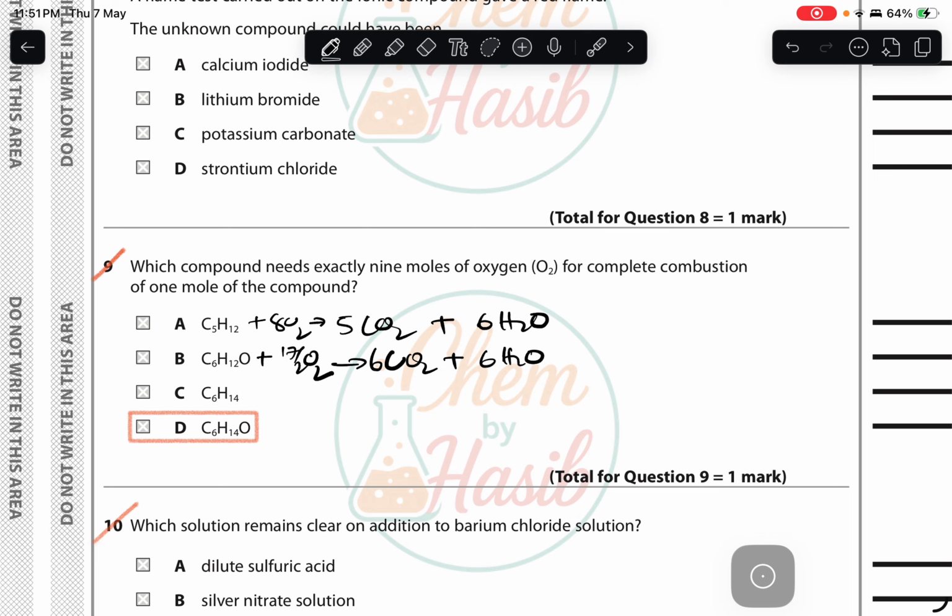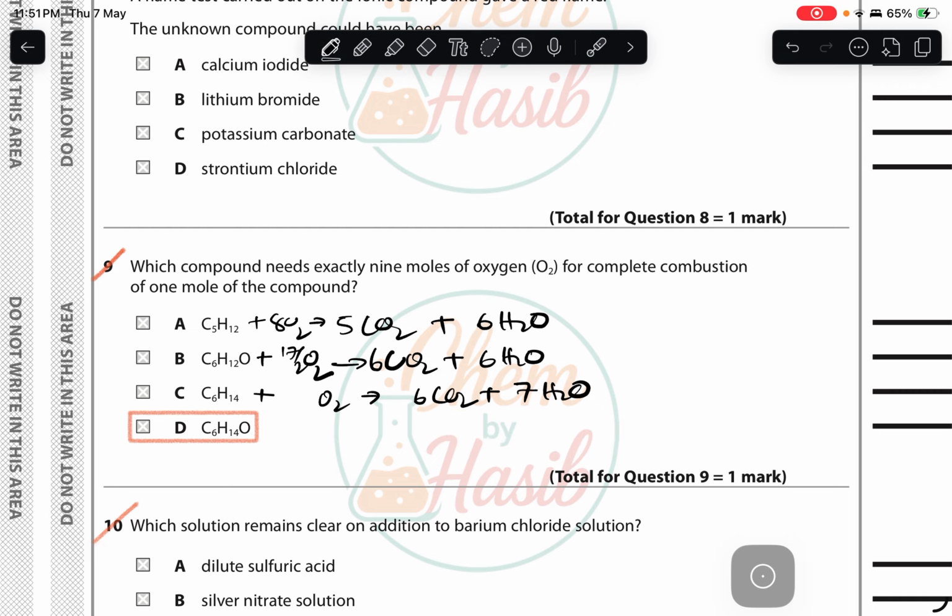Sorry, I wrote wrong. Now C6H14, if you react with oxygen, it will produce 6 moles of carbon dioxide and 7 moles of water, because there are 14 hydrogen. So if you look here, the total number of oxygen required would be 6 into 2 is 12, plus 7, which is 19.